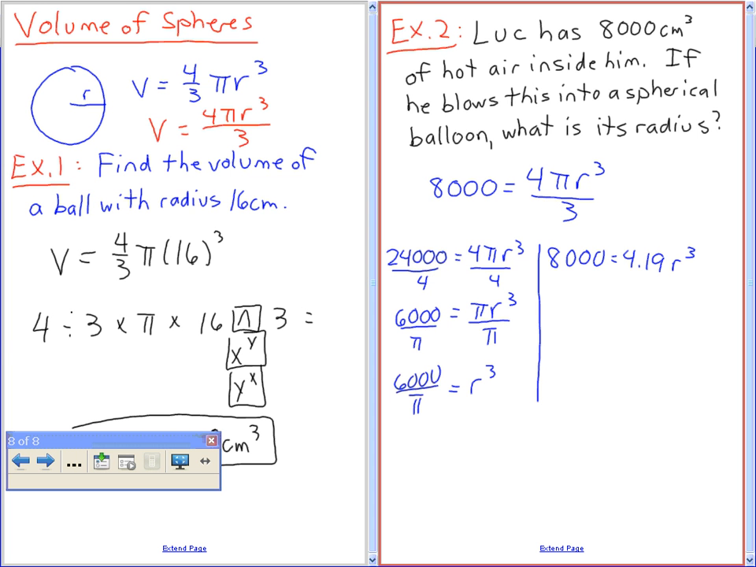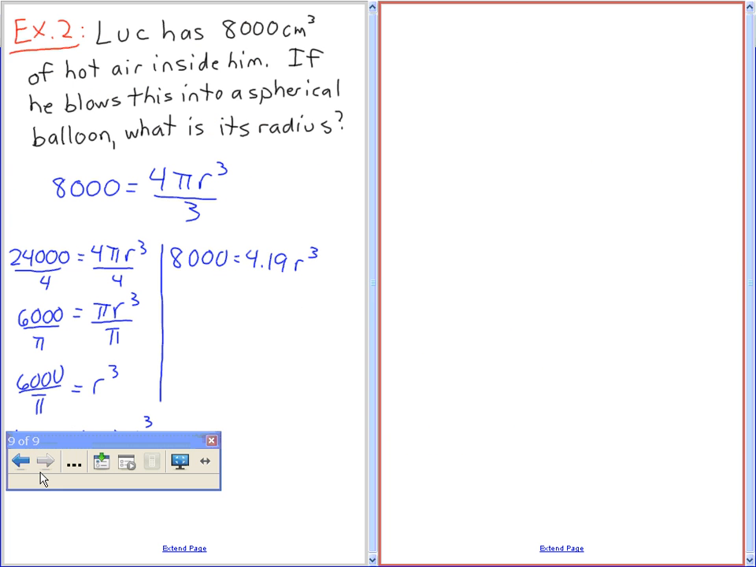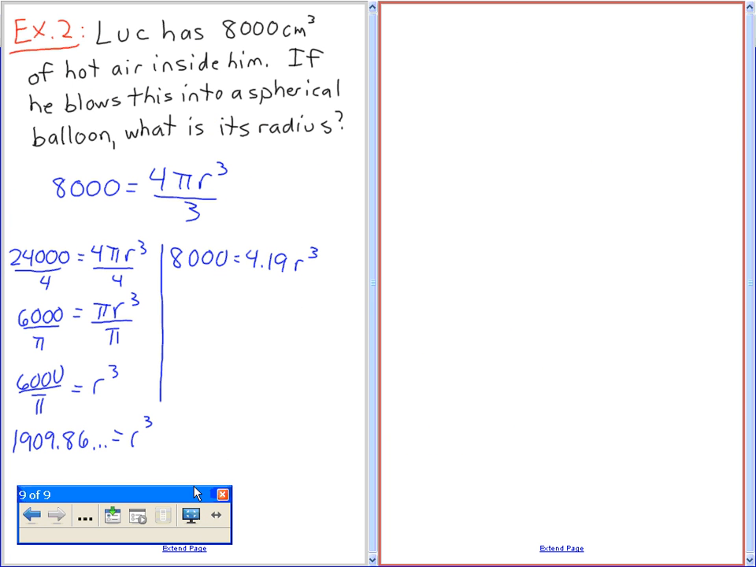What is 6,000? Okay, if you want to use your decimal, I would not do this, but what would 6,000 divided by pi be as a number? 1909.86. Close? Did I make a mistake? Everybody get that? Okay, now here's the tricky part. Here's the new part. No matter which way you get it, you're gonna have that. So I have r cubed equals 1909.